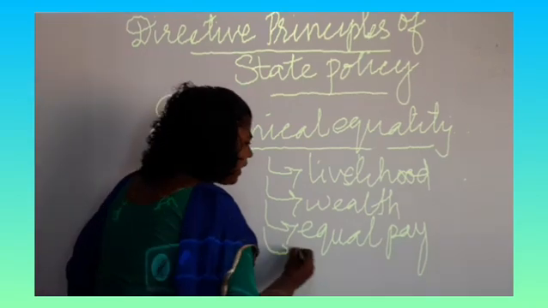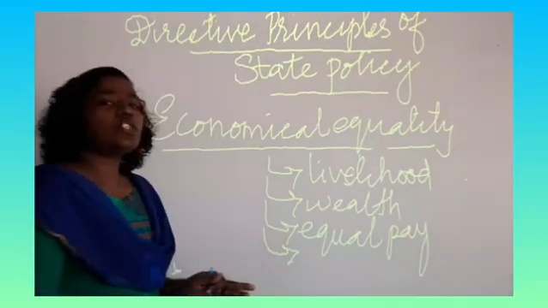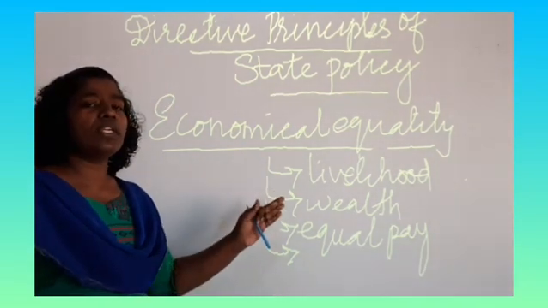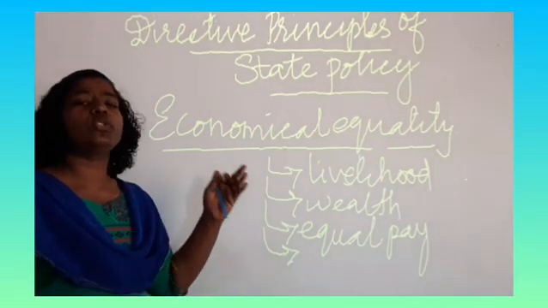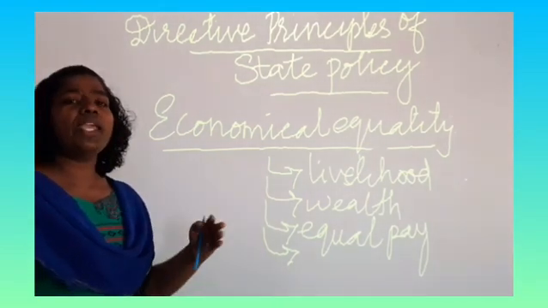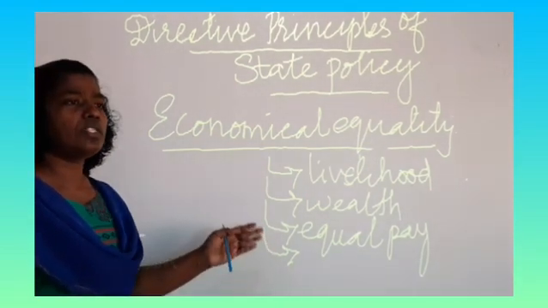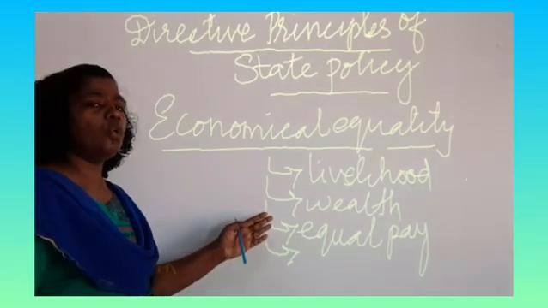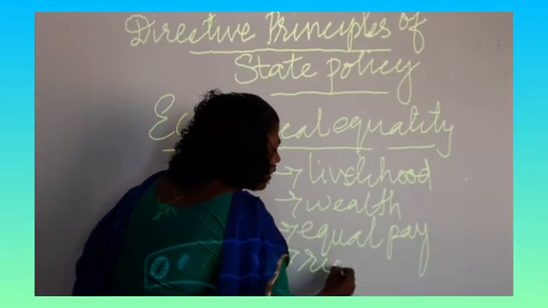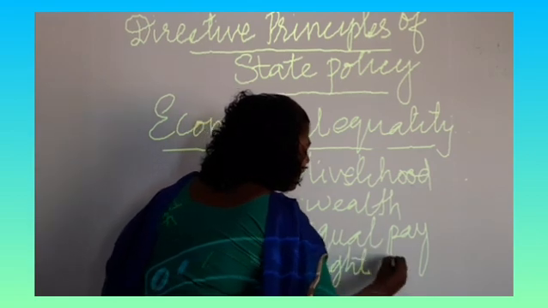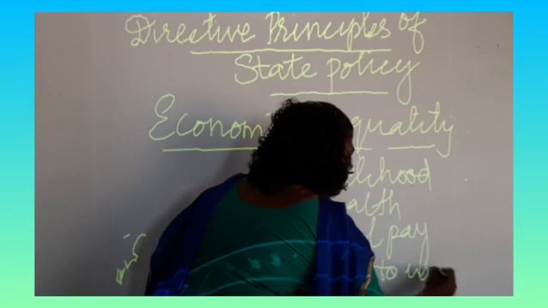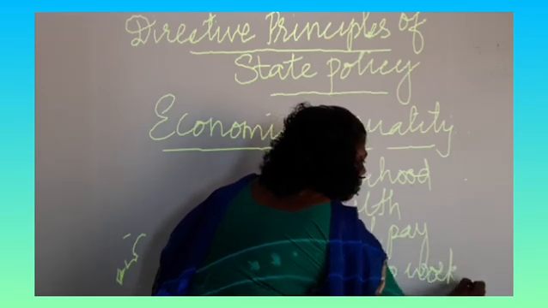And the next thing is the right to work. Why is this right to work given in the directive principles? To avoid unemployment. So there won't be any unemployment in society, because everyone should be provided work. So the right to work is another guideline to the people. According to that, everyone in the country should work.